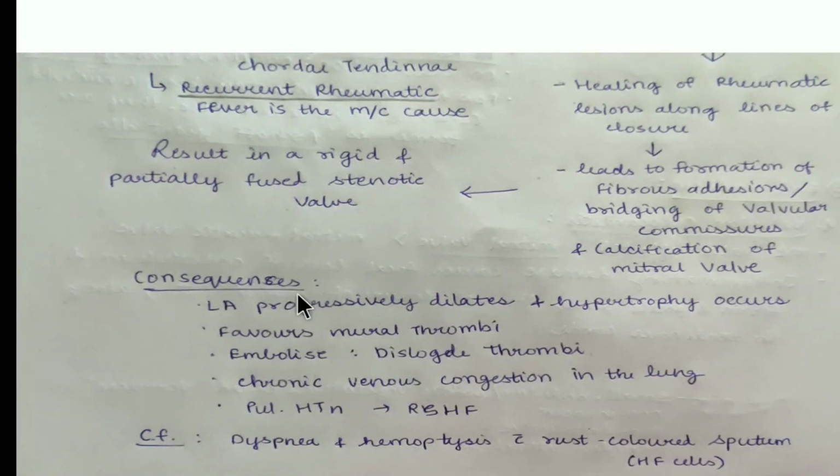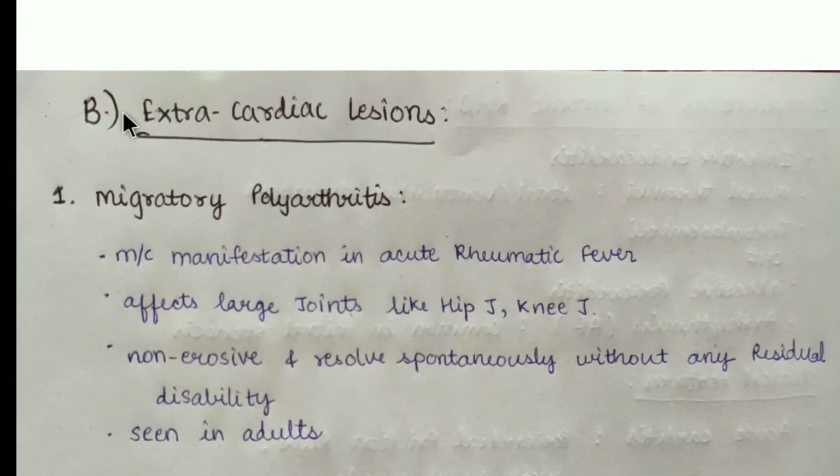Next, consequences. The left atrium progressively dilates and hypertrophy occurs. It favors mural thrombi, which can embolize, that is, dislodge. Chronic venous congestion in the lung. Pulmonary hypertension, which leads to right-sided heart failure. Clinical features: dyspnea, hemoptysis with rust-colored sputum of HF cells are seen. In the beginning we discussed the cardiac lesions, and now we will discuss the extracardiac lesions.